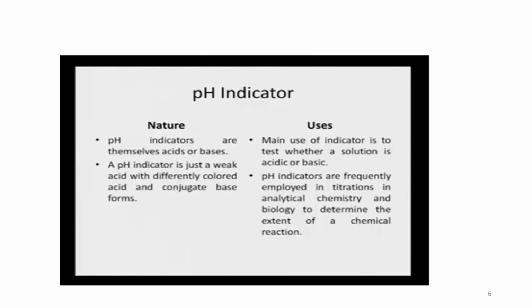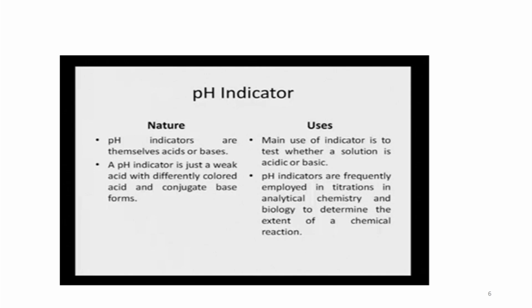So, a pH indicator: what is the nature and what are the uses? pH indicators are themselves acids or bases. A pH indicator is just a weak acid with differently colored acid and conjugate base forms, and it is mainly used as a test of whether the solution is acidic or basic. pH indicators are frequently employed in titrations in analytical chemistry and biology to determine the extent of a chemical reaction.